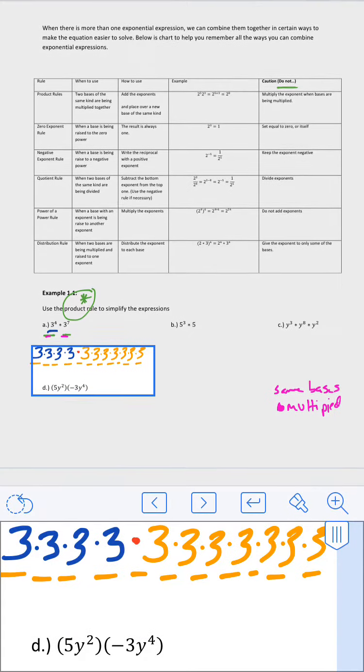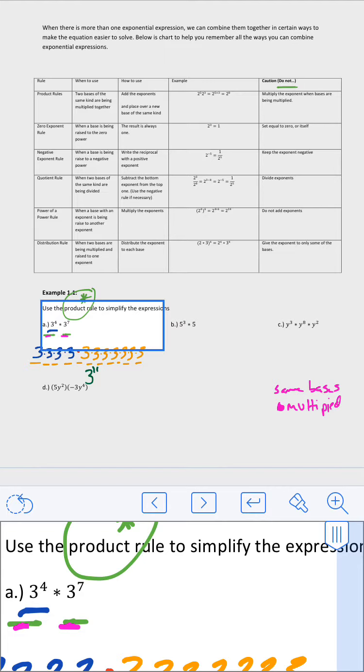Okay, much better. We'll do it in green. 3 to the 11th. Now, if we look closely, that makes sense, right? We had 11 3s, we squish them all together to get 3 to the 11th. If we go back up here to the problem itself, the product rule says when you have the same base and they're being multiplied, you add the exponents.